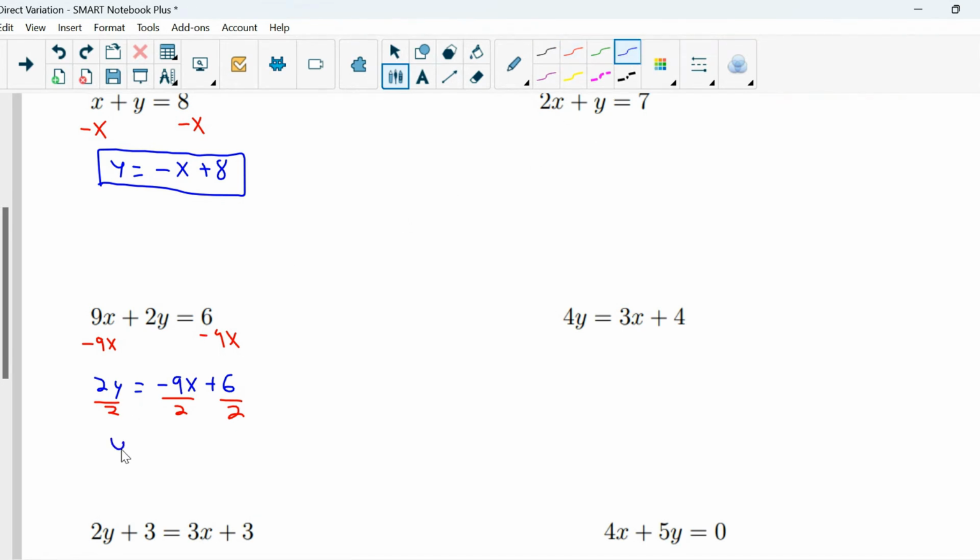So this leaves us with y equals negative 9x over 2, which we can write as negative 9 halves x plus 6 divided by 2, which is just 3. Okay, before we can just call it good, we must check step number 3. Can we simplify our fractions? In this case, we cannot, so that is just our final answer.